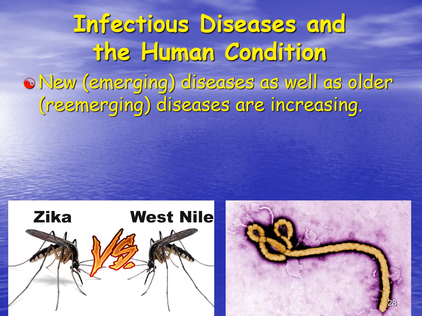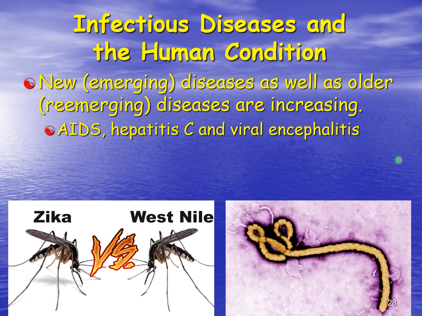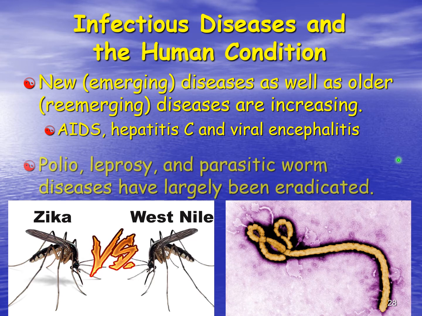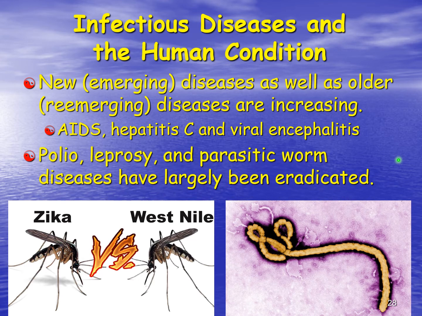We also have to look at new or emerging diseases as well as older diseases that are now increasing. And so we have things like Ebola, West Nile virus, Zika virus. We can look at AIDS, hepatitis C, viral encephalitis, such as St. Louis encephalitis or West Nile virus. Polio, leprosy, parasitic worm diseases have primarily been eradicated, but we still see them in some areas of the world.